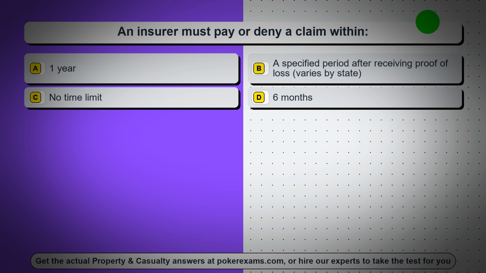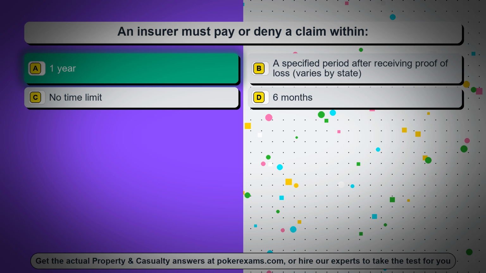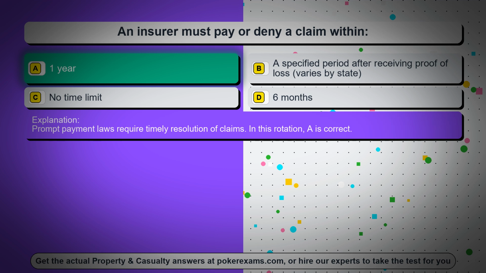Question 40. An insurer must pay or deny a claim within, option A, 1 year, option B, a specified period after receiving proof of loss, varies by state. Option C, no time limit. Option D, 6 months. The correct answer is option A, 1 year. Prompt payment laws require timely resolution of claims. In this rotation, A is correct.